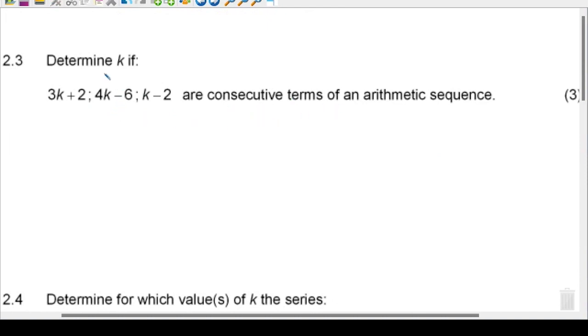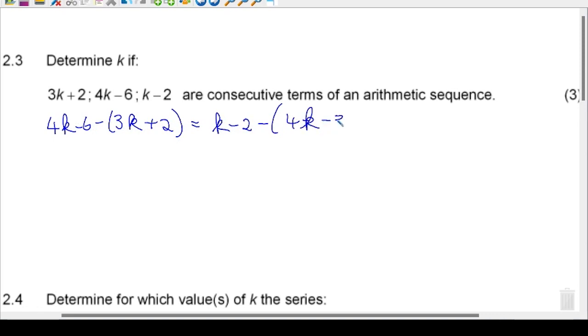Now remember, an arithmetic sequence has the property that any term minus the term before it will be the same value. So in other words, if we take the second term minus the first term, notice I'm putting brackets in, that'll be the same as the third term minus the second term. The brackets are really important because the whole term needs to be subtracted. Now from here it's just some algebra. I'm just going to tidy that up. It's 4k minus 6. That's a little bit better.